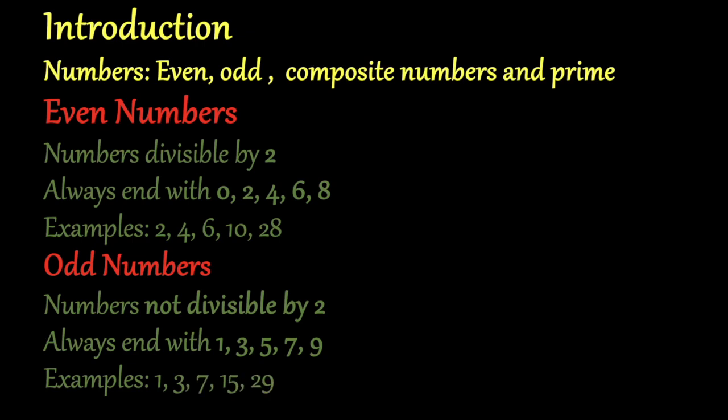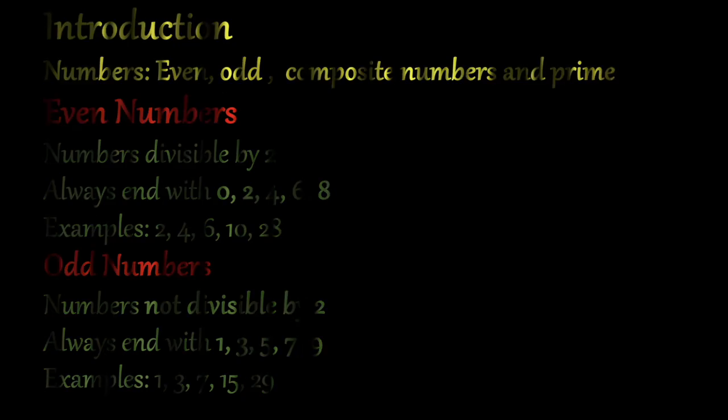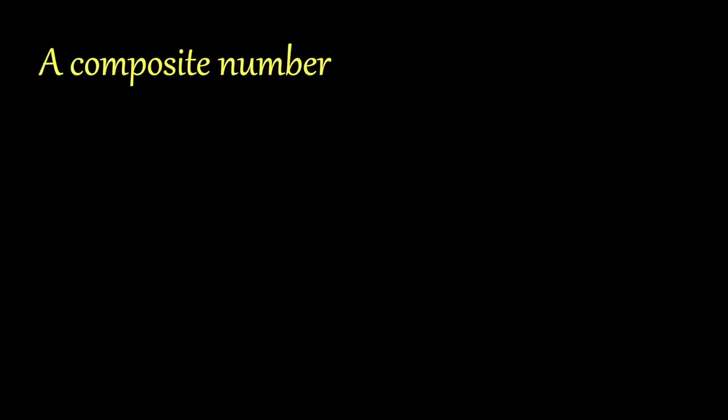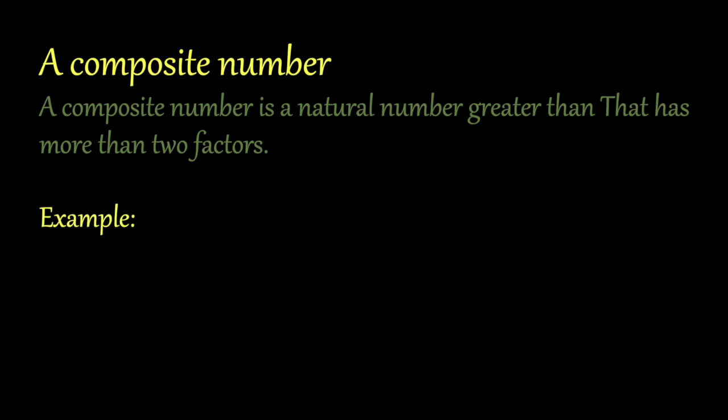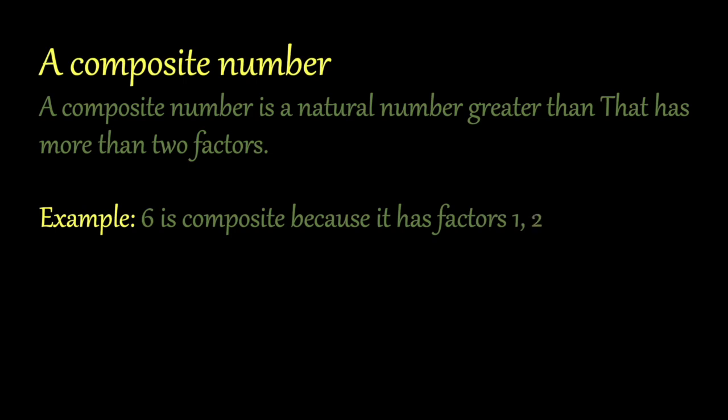Odd numbers are the numbers not divisible by 2, and they always end with 1, 3, 5, 7, 9. Examples are 1, 3, 7, 15, 29. A composite number is a natural number greater than 1 that has more than 2 factors. Example: 6 is a composite number because it has the factors 1, 2, 3 and 6.